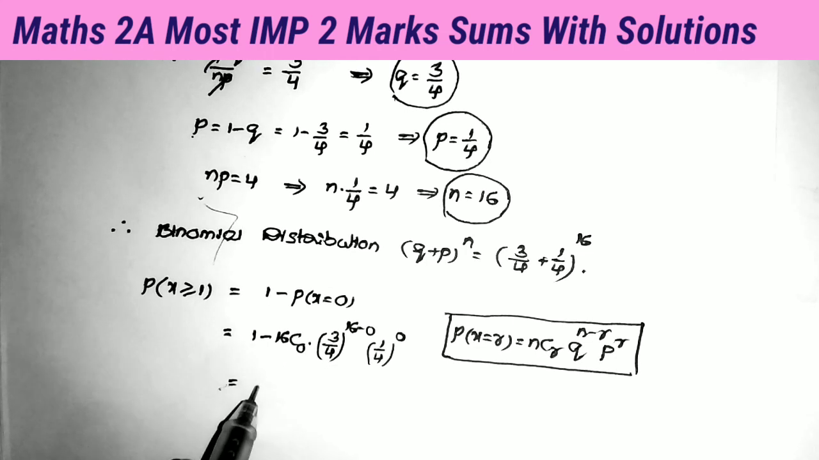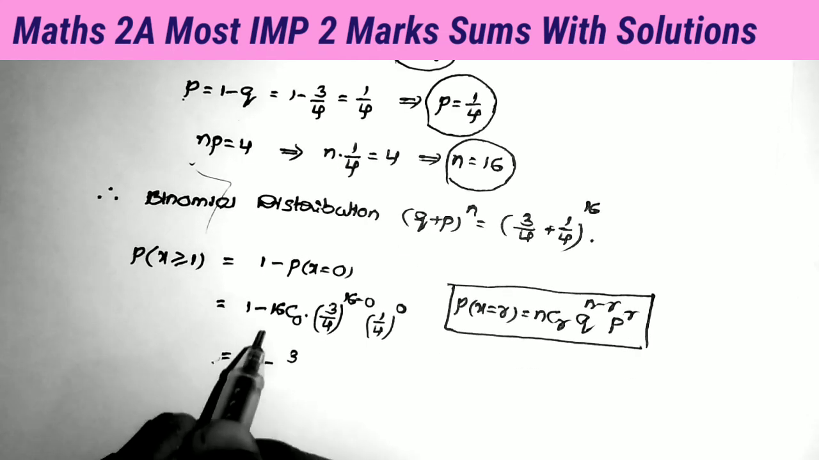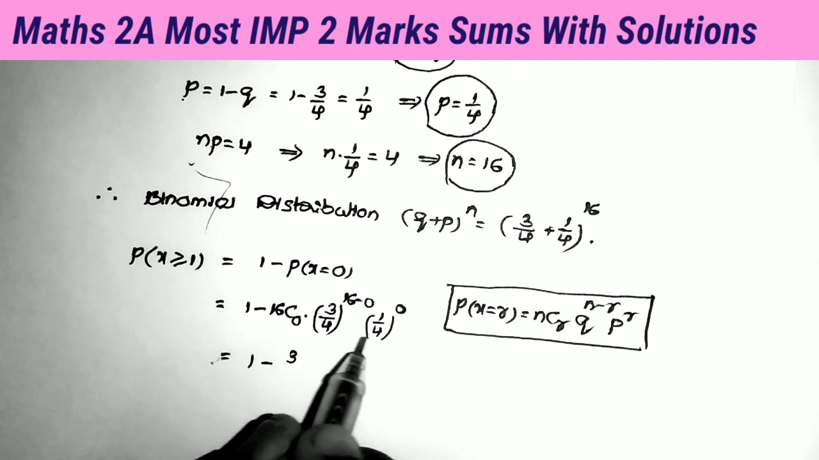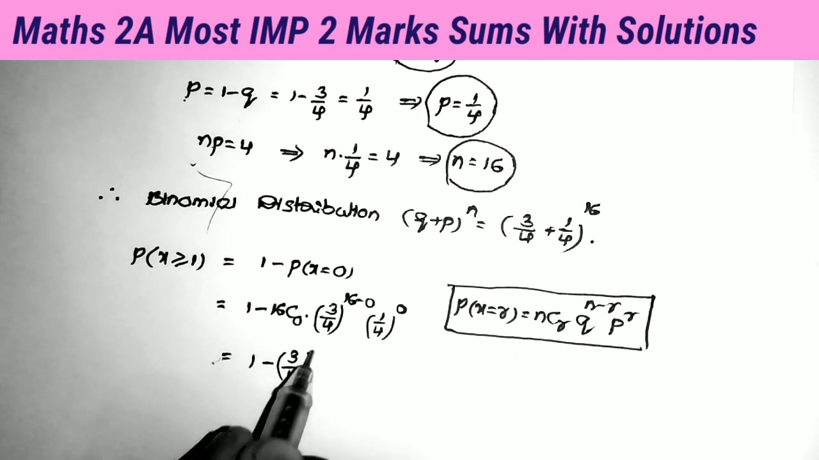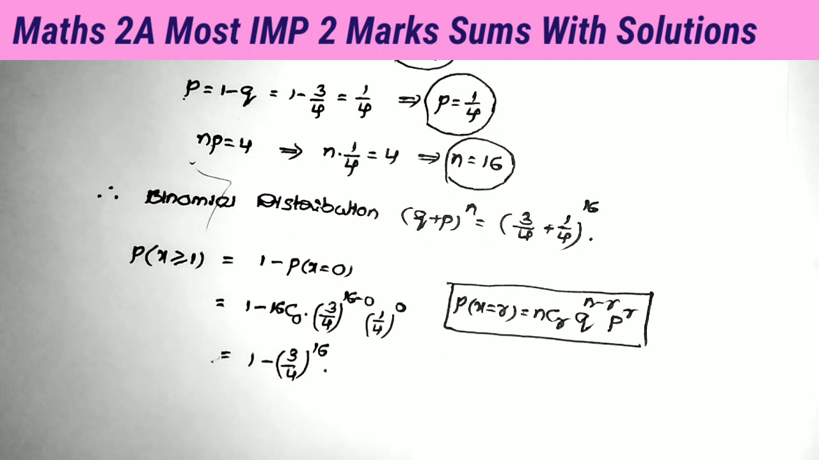Therefore, the answer is 1 minus 16C0, which is equal to 1, and 1 by 4 power 0 is equal to 1. Therefore, this is 1 minus (3 by 4) power 16. That's all. This is the answer. The most important and most frequently repeated question in the examination from this chapter.